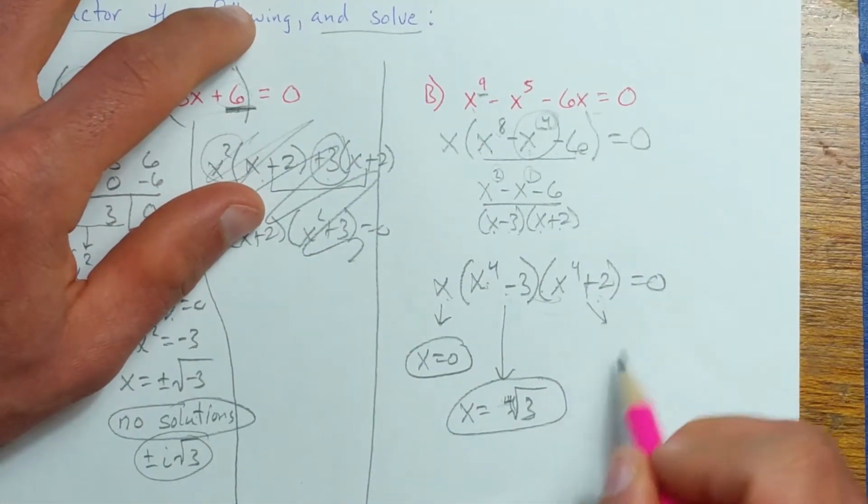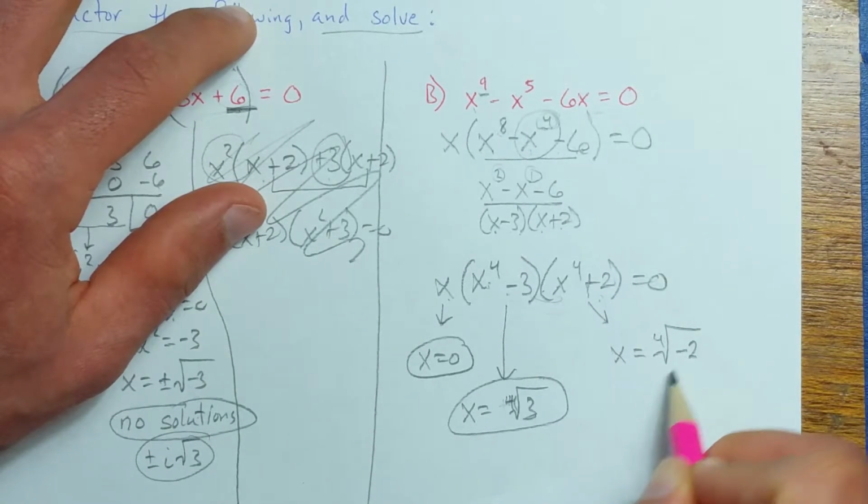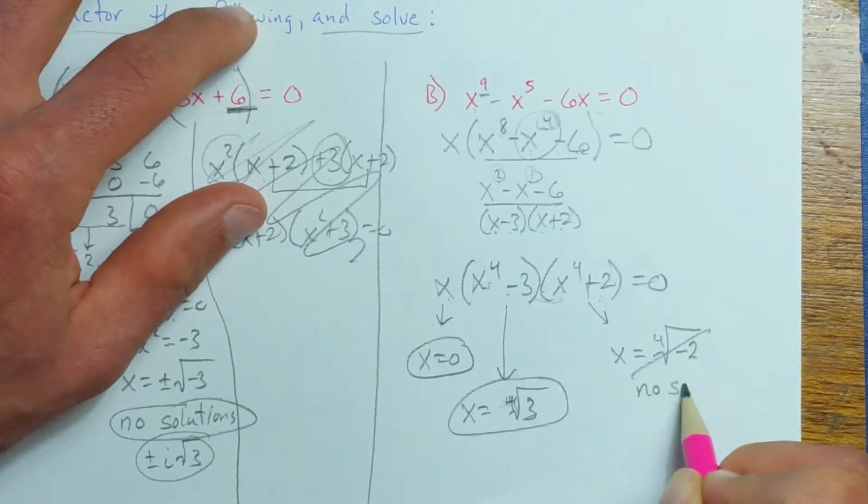And then this one, remember it's an even root. So if you took the 4th root and you end up with a negative number in here, that again is going to be no solutions.